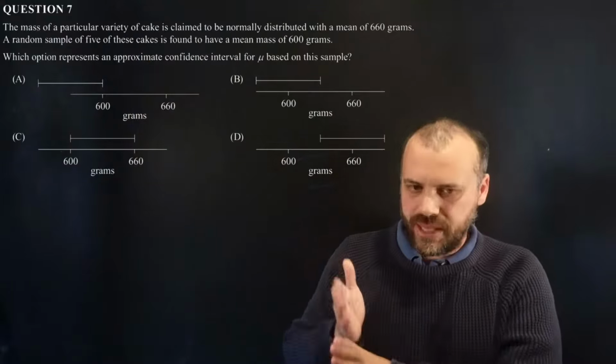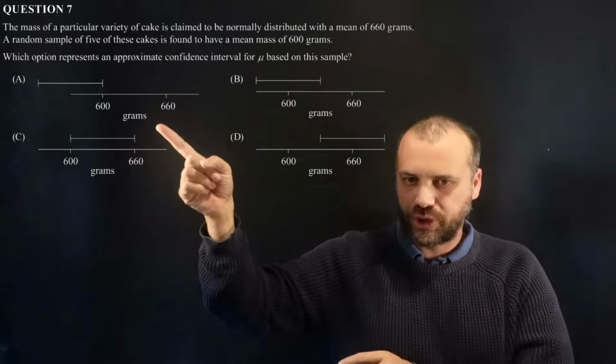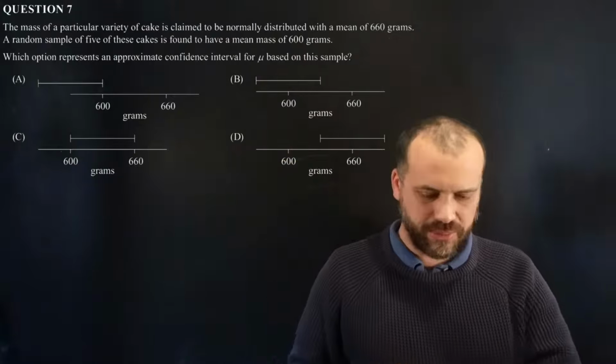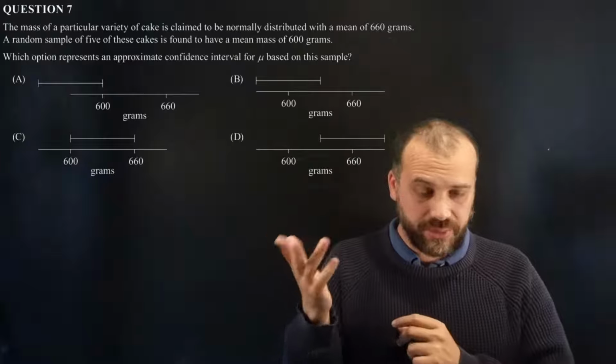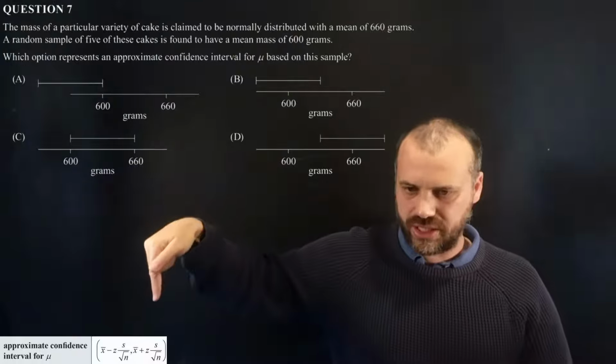That is our mean from a sample that we've taken. That's going to be important. Which option represents an approximate confidence interval for mu based on this sample? Now, I can see straight away what the answer is, but let's just move a little more slowly. Take a look at our formula sheet here.